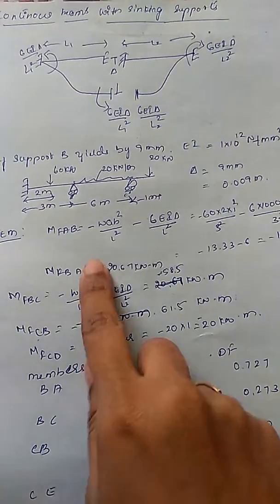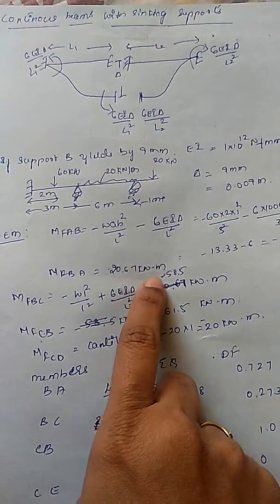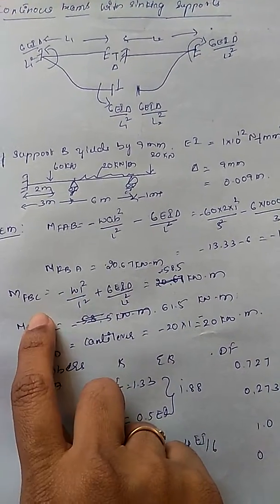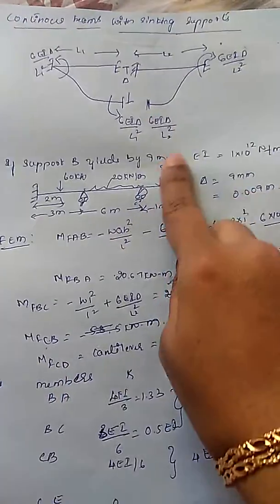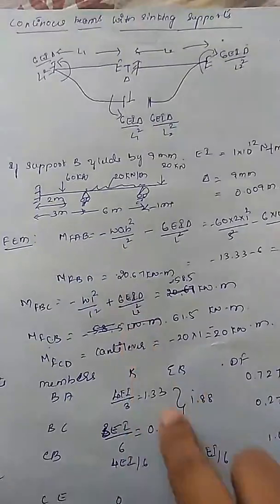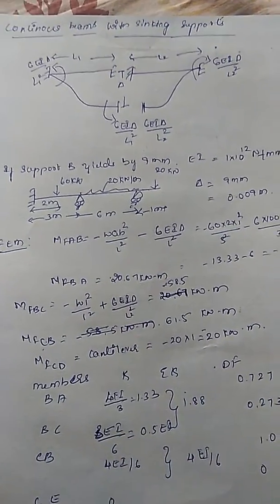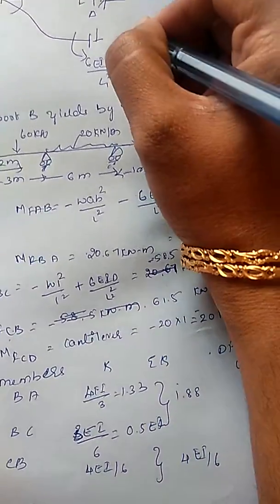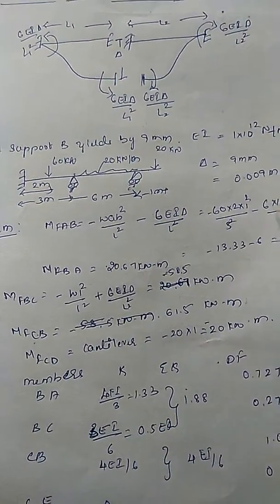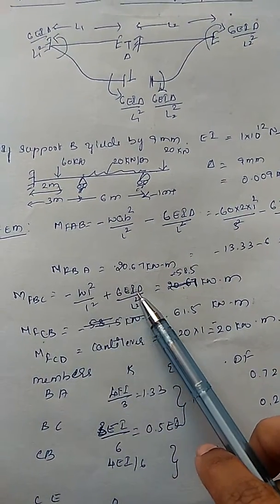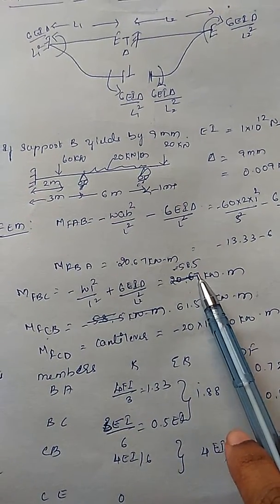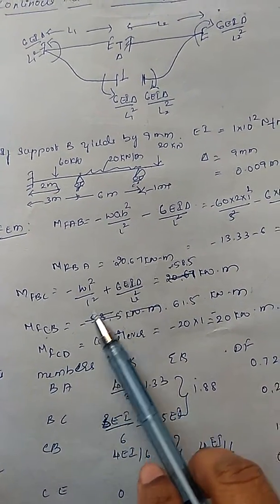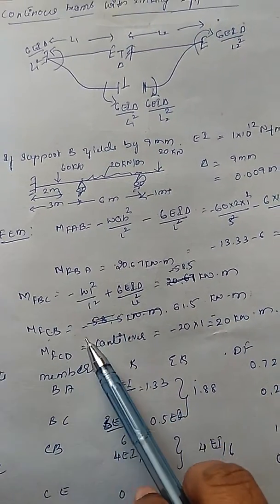By substituting the values, you will get 20.67 kilonewton meter. The same thing you can calculate for MFBC. As it is in the clockwise direction, which I didn't mark here, you use the formula plus 6EI delta by L square, and you will get 58.5 kilonewton meter. The same goes for BC and CB. Here it is minus, and here it will be plus.